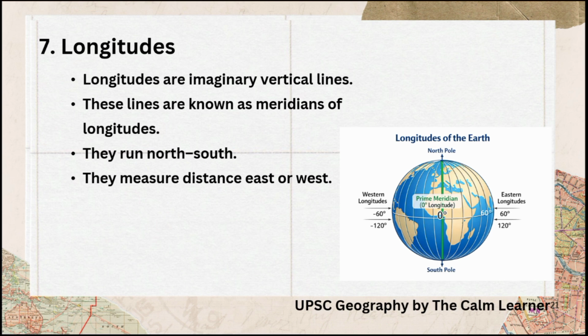This is about longitudes. Longitudes are imaginary lines drawn from the North Pole to the South Pole. They run in a vertical direction. Longitudes help us measure distance east or west of a reference line. Unlike latitudes, all longitudes are of equal length. As you can see in the diagram, they are all made from a single point, from the North Pole to the South Pole. So they are all of equal length.